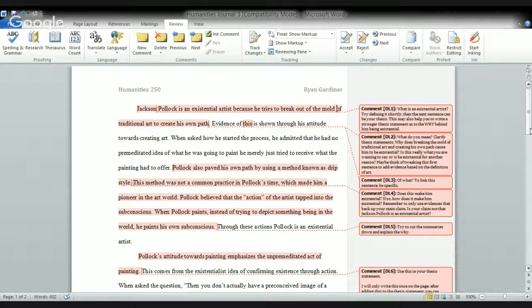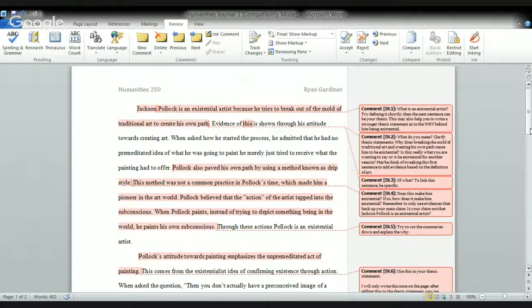Another thing is always clarify your thesis statement. So when you say Jackson Pollock is an existential artist, mention what an existential artist is. Clarify what that is, just briefly. It doesn't have to be long. Just say an existential artist is someone who paints from the subconscious. Now, if you put it before, then you don't have to put it after. And then tell why. Tell the deeper why. So why is he creating his own path? Why does he break the mold of traditional art and create his own path? How does that help him to be existential? You mentioned that, but how does that help him to be existential in any way possible? And that's something that you always need to clarify or back up from your thesis statement.